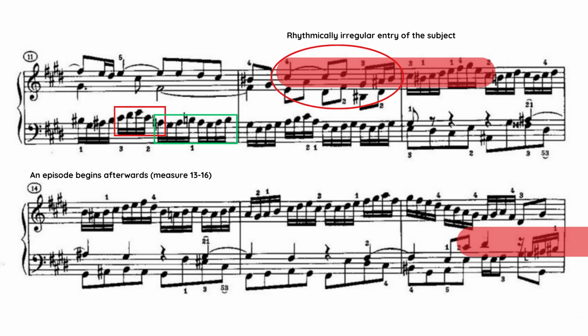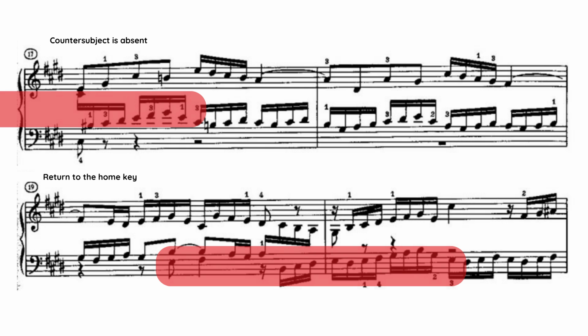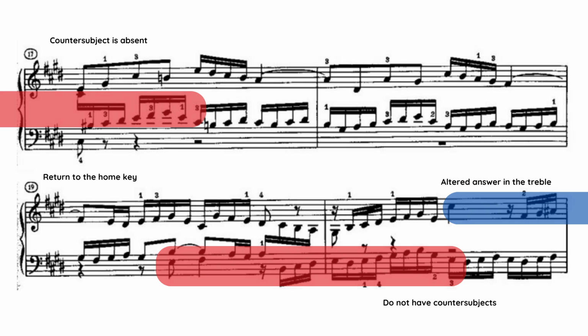The next subject entry is seen in the alto, and in this entrance, the counter subject is absent. This is one of the instances where the counter subject is not present in this piece. The piece returns to its home key by measure 19, and in the same measure starts the entry of the subject in the bass. As it closes, you see an altered answer in the treble. If you observe closely, both subjects do not have the counter subject accompanying them.